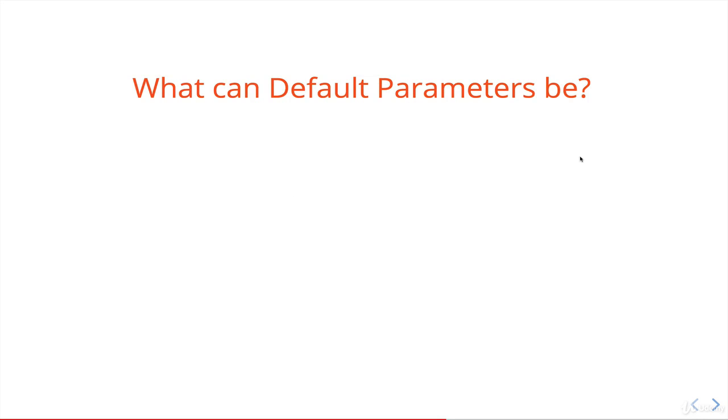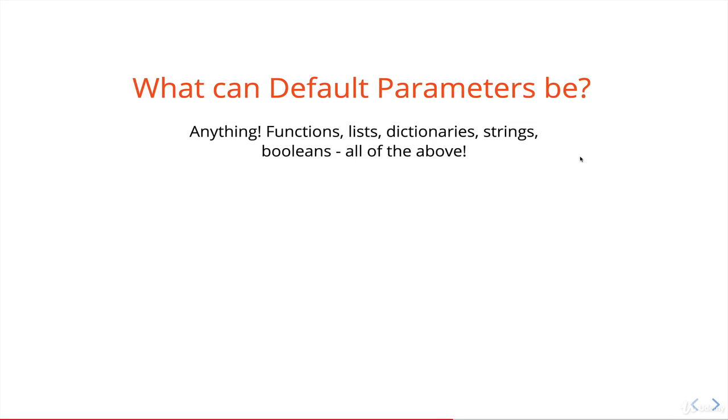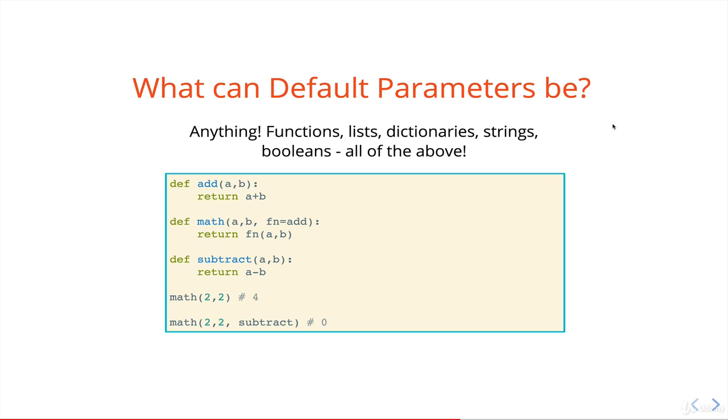Lastly, let's talk about the values that default parameters can be. So they can actually be anything. Lists, dictionaries, strings, booleans, and what I want to highlight here, they can actually be other functions. So here's an example, and this one, if you haven't worked with another programming language before, this one might mess with your head a little bit.